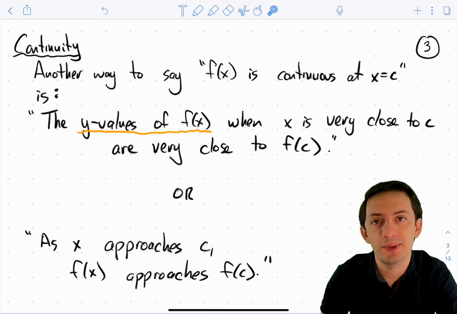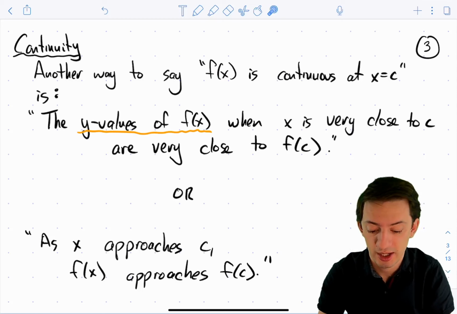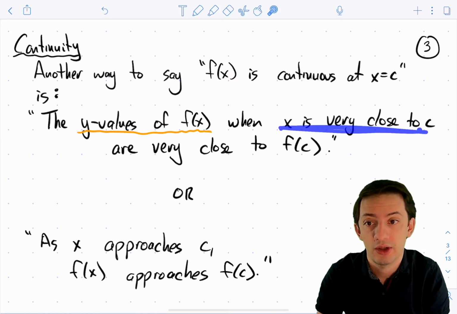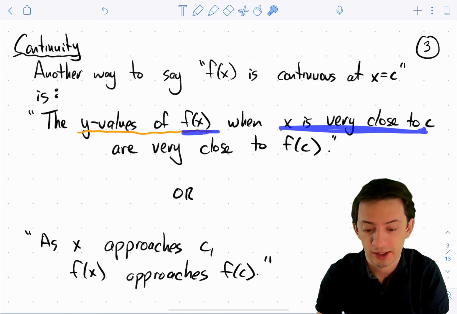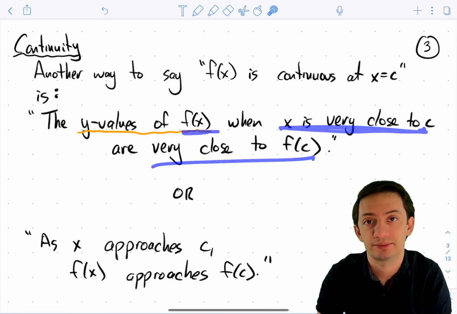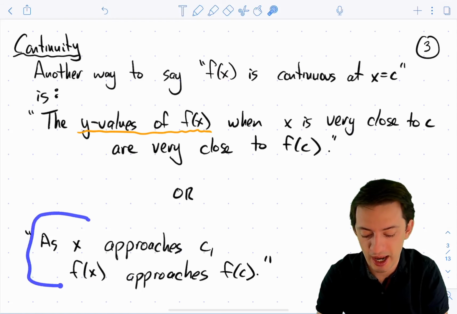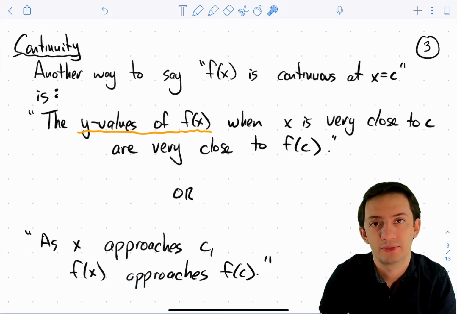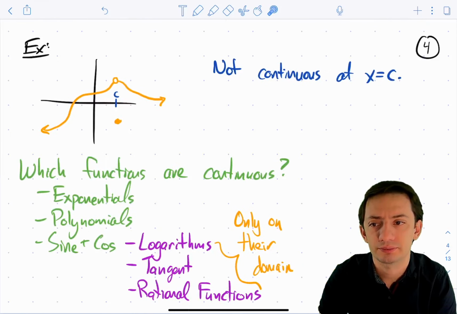Okay, so that's a little bit of a roundabout way to say it, but if you need to, pause the video for a minute and think about what that says, because this idea is really, really important. This says that as x gets really close to c, the corresponding y values get really close to f of c. So put one more way, as x approaches c, f of x approaches f of c. So this is another way to think about continuity.